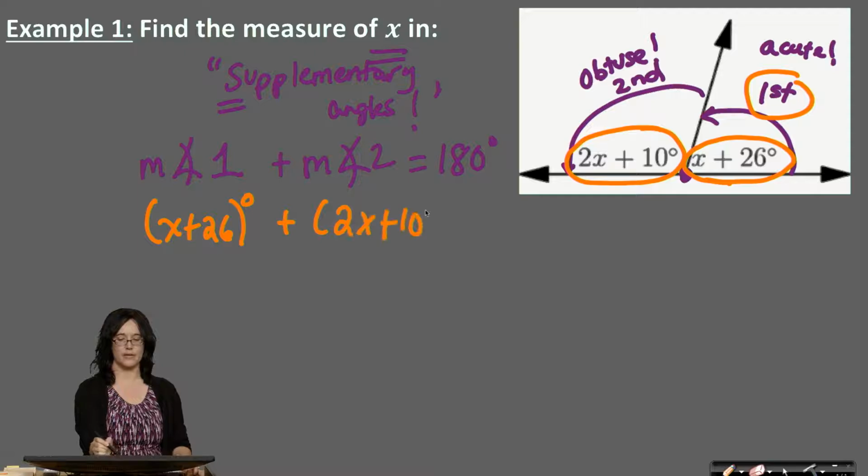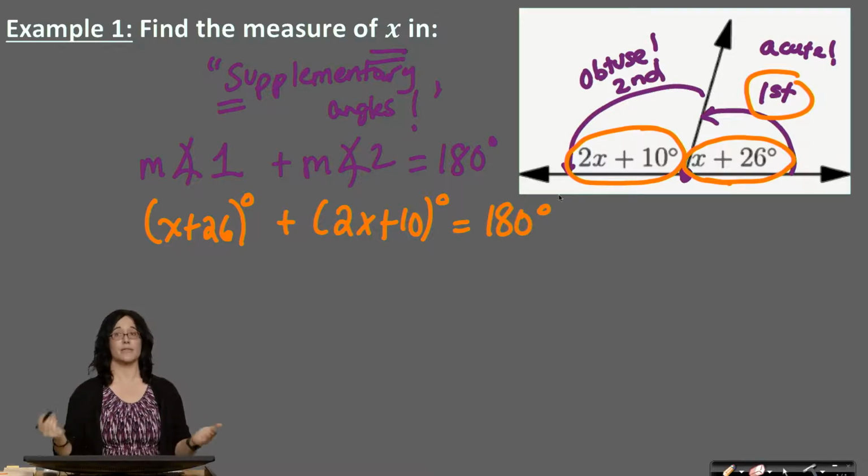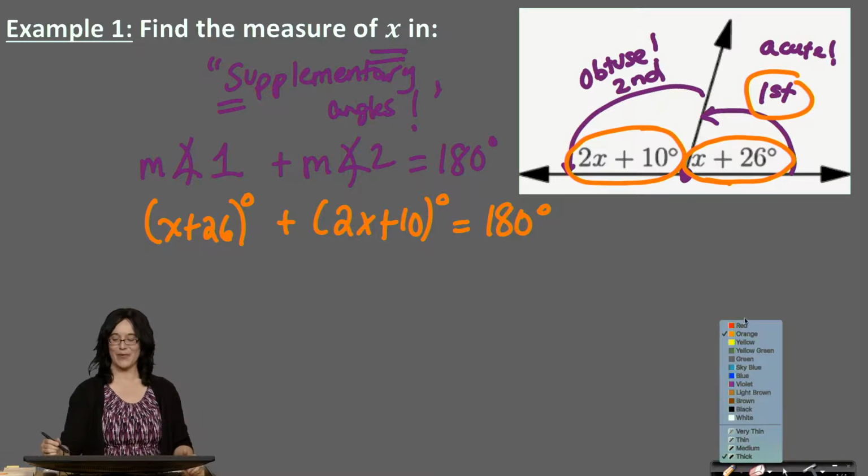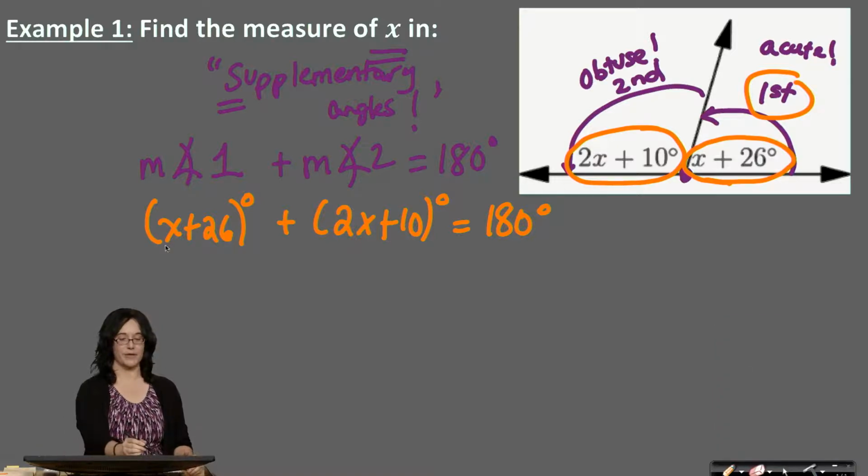2x plus 10 degrees. And when we add them together, we should be ending up with 180 degrees because they're supplementary. So again, if you have already done the problem, awesome. You can skip ahead to see if you got the right answer. Otherwise, feel free to pause the video and work this out from here yourself. Let's see how you did.